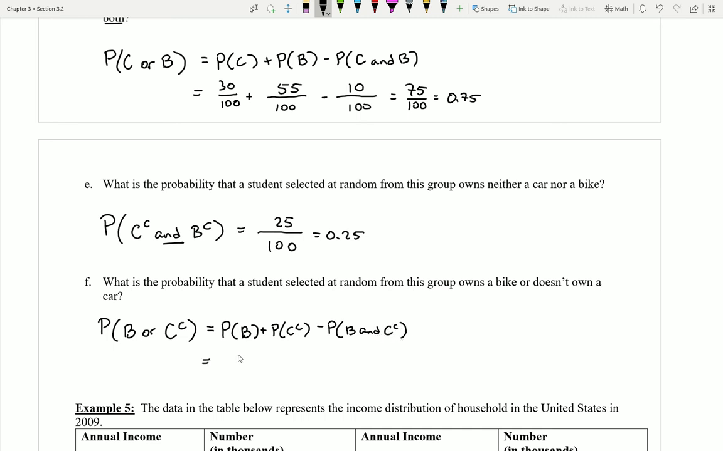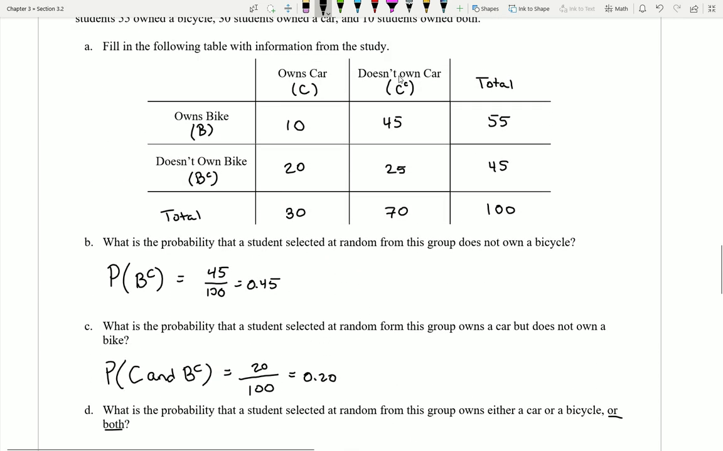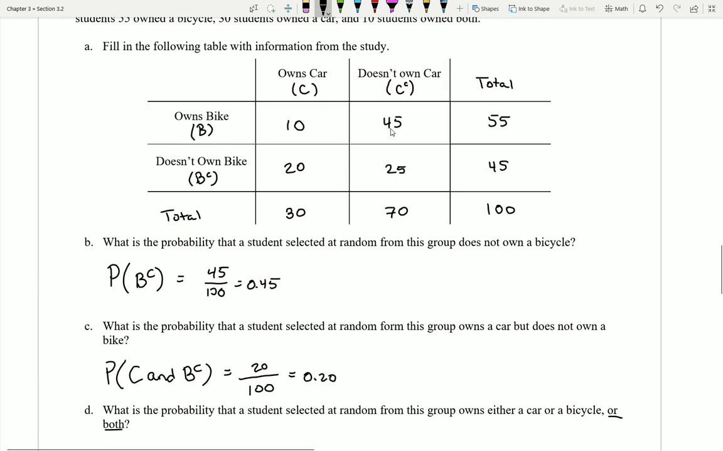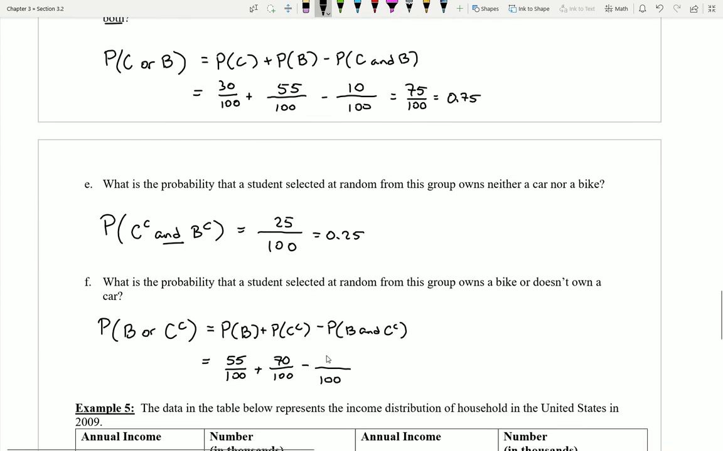So let's see. Probability that someone owns a bike. I think there were 55 bike owners out of the 100. Probability that someone doesn't own a car? Let's see. There are 70 non-car owners. And then I want to subtract from that the number of people that ended up owning bikes and not owning cars. We said that was 45 individuals. So if I put all of this together, I'll notice that this gives me a total of 80 individuals out of 100, or 80%.